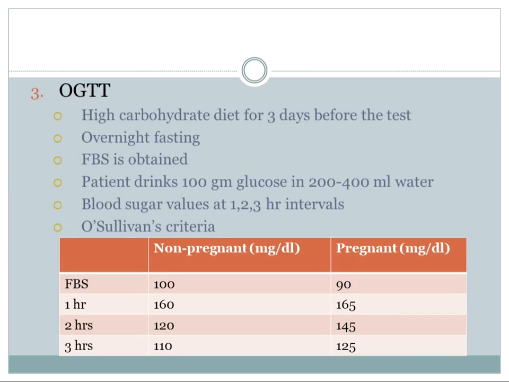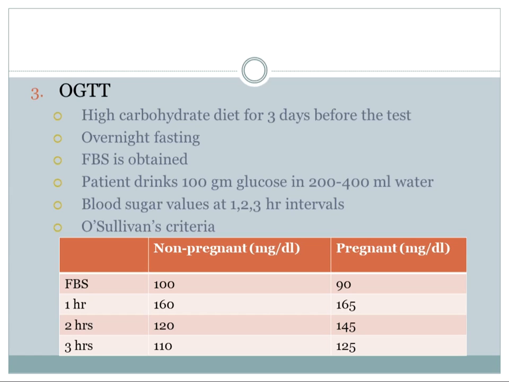OGTT. What is OGTT? It is what we call oral glucose tolerance test. This is done in non-pregnant people also, in the general population also. The physicians advise it for confirmation of diabetes. Now here, the patient has a normal or high carbohydrate diet. She eats normally for 3 days before the test is done. After overnight fasting, in the morning, fasting blood sugar is taken, and then the patient is given 100 grams of glucose, and then blood sugar is estimated at 1, 2, 3 hour intervals, and O'Sullivan's criteria were followed till recently.